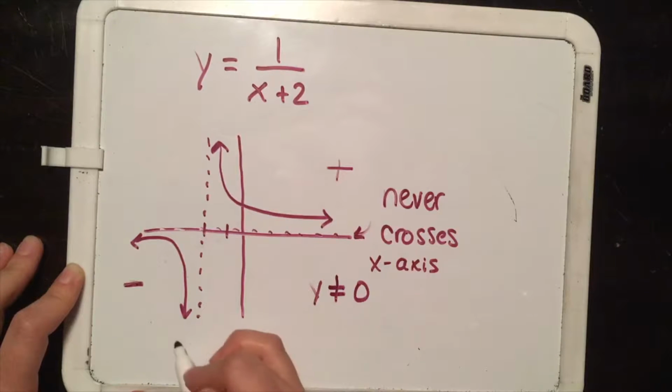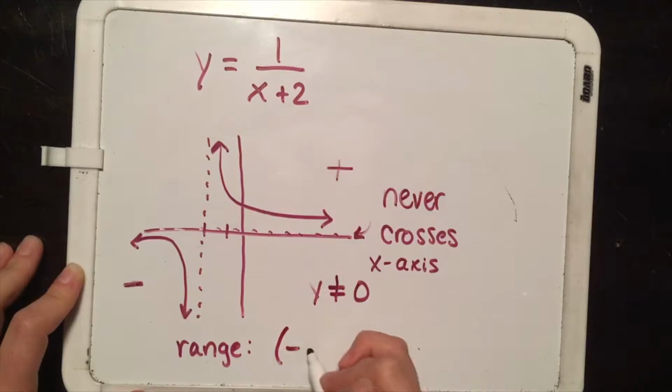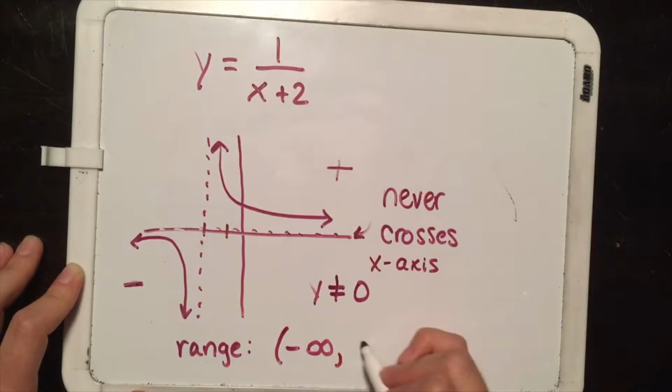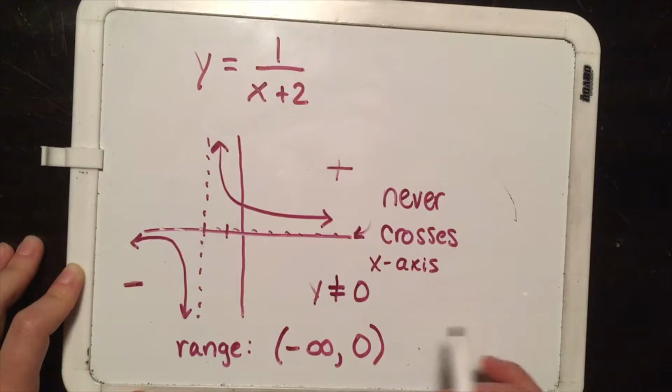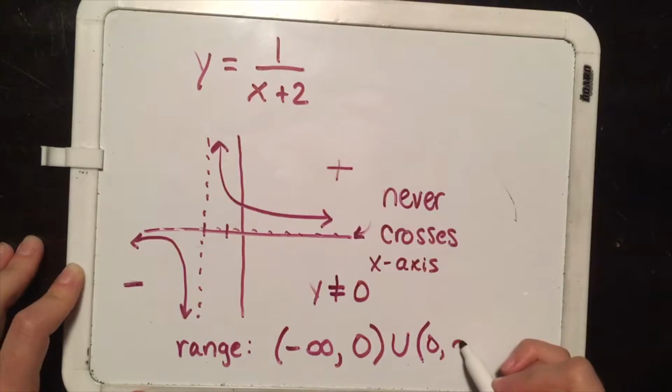If we write that in interval notation, the range is negative infinity all the way up to 0, end parenthesis because we're not including 0, and we're going to union that with the positive side, which is 0 through positive infinity. Again, not including that 0.